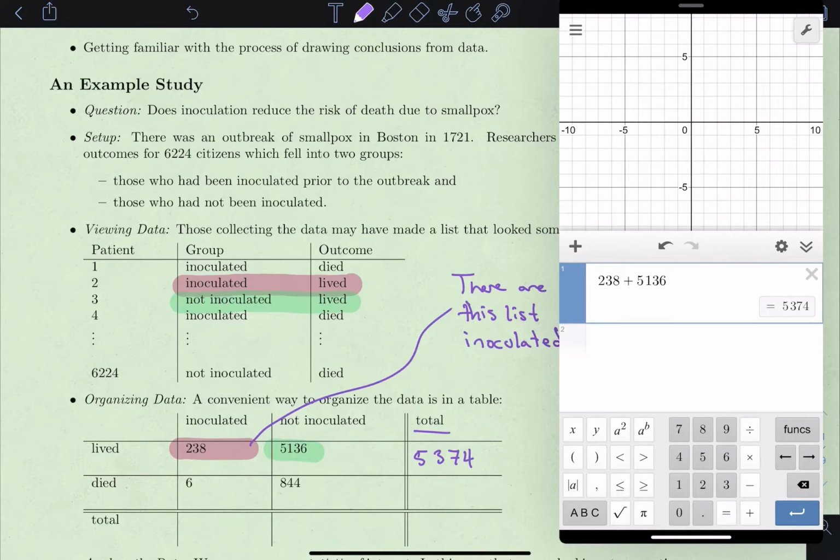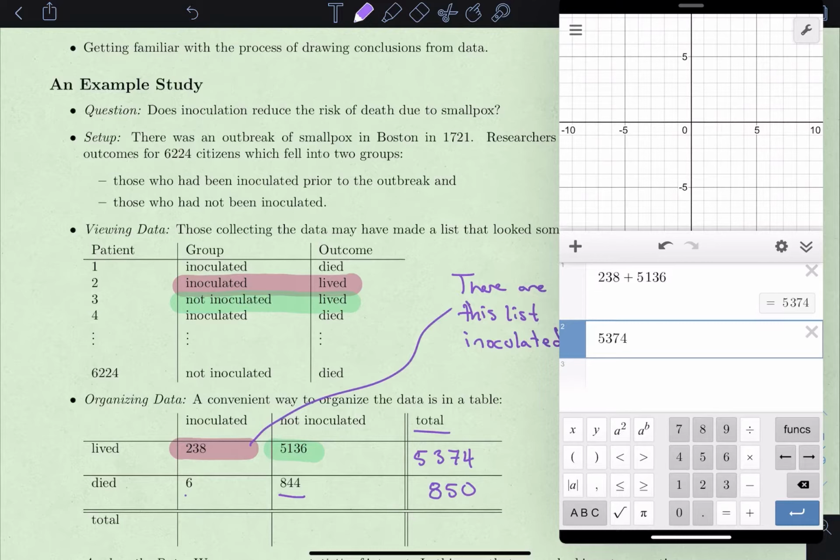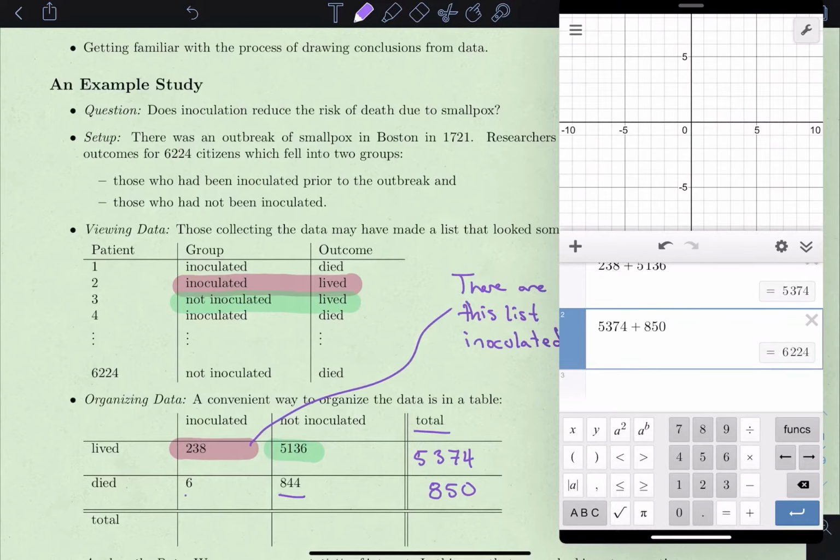We can add 6 and 844 to get 850, and read off that 850 people died in this study. 6 of them were inoculated, and 844 were not. And just to check, 5,374 plus 850 equals the 6,224.